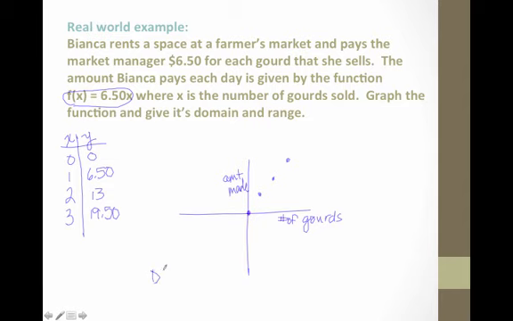Therefore, my domain, as we've seen from before, would be 0, 1, 2, 3, and my range then would be 0, 6.5, 13, 19.50, etc. Okay, so remember, those are discrete values, so I am not going to connect my graph.